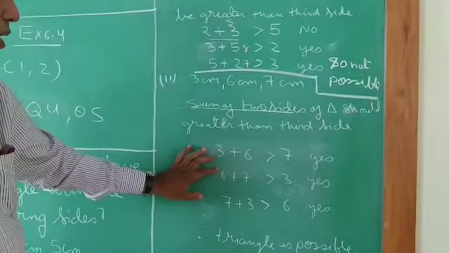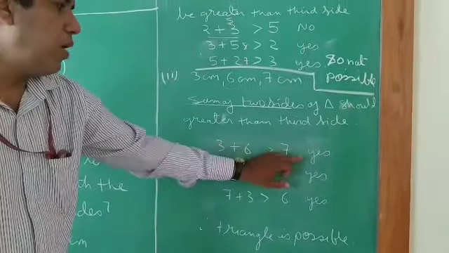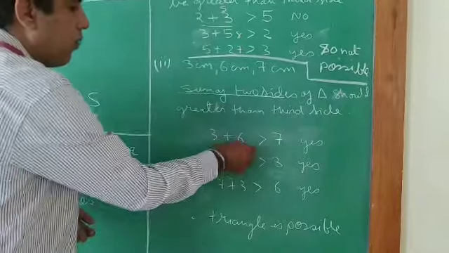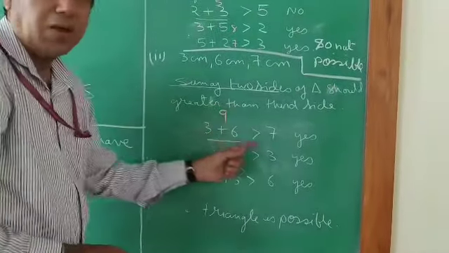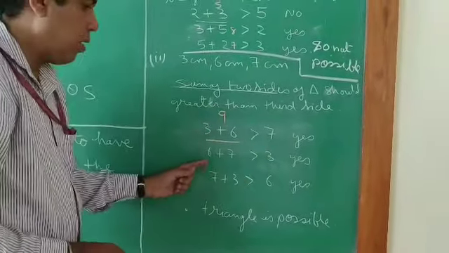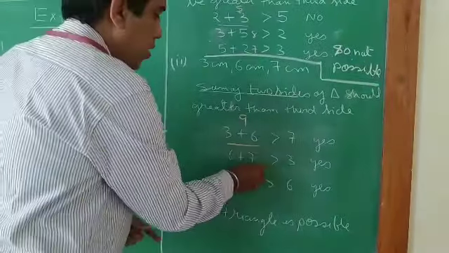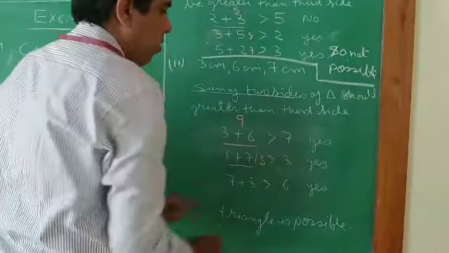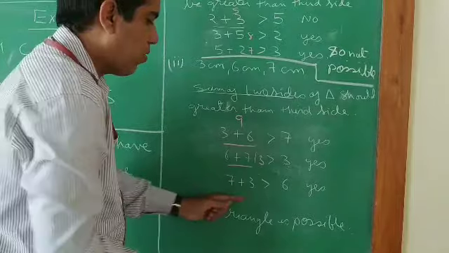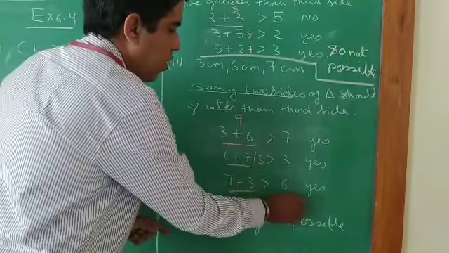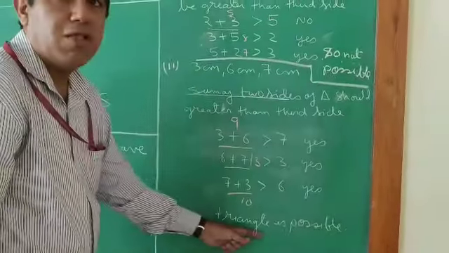You can see I have taken the cases 3 plus 6. So 3 plus 6, what is the answer? 3 plus 6 is 9. 9 is greater than 7? Yes. Now here 6 plus 7, 13. 13 is greater than 3? Yes. So 7 plus 3, 10. 10 is greater than 6? Yes. So triangle is possible.